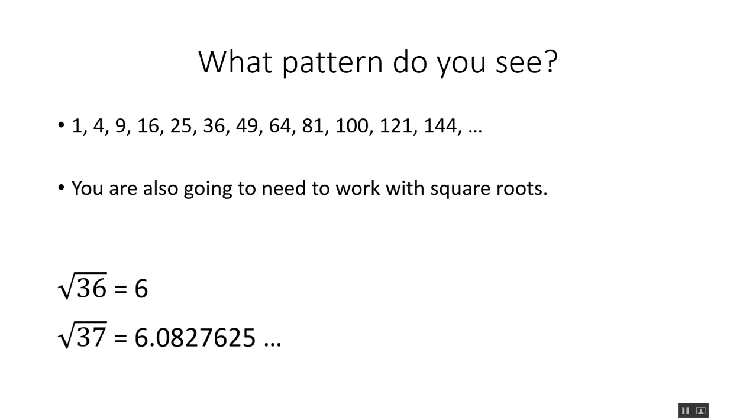Okay, in the next module, we're going to need to work with square roots. Now, these perfect squares have integer square roots. You know, those counting numbers that we talked about. So the square root of 36. That's this radical sign here.